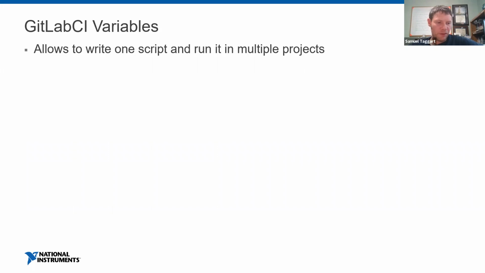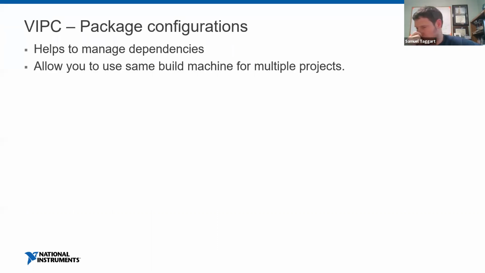Another thing that helps making things reusable is GitLab CI variables. It allows you to write one script and then run it in multiple projects because you can define different variables. So there's some built-in ones, and you can define custom ones. So that works very well.